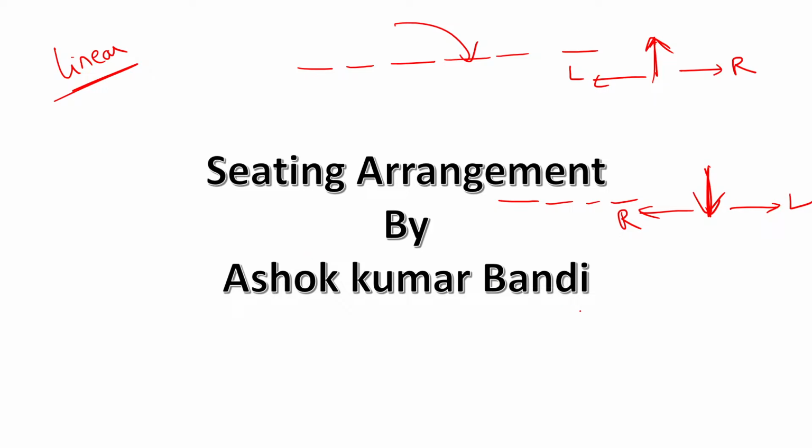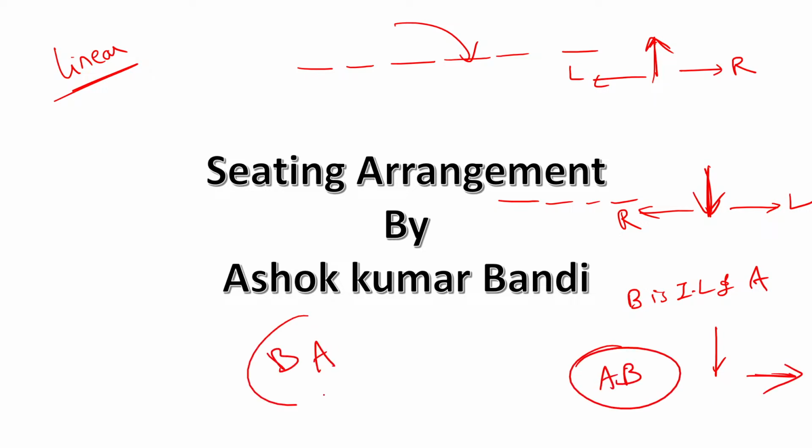For example, if I am saying B is immediate left of A and A is facing south, then if you are facing south, left means you are going to get this side. Then you have to write AB like this, but not AB like this. Why? Because you should not answer according to your point of view. You have to answer according to A's point of view. So if A is facing south, this is going to be A's left. So B is going to be left of A, so you have to write this side. So remember, always answer from the person's point of view, not from your point of view.